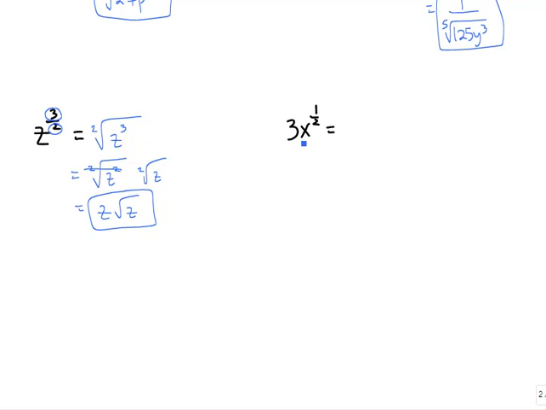For this last example, parentheses again are an issue here. We don't have any. So that means this 1/2 power only gets associated with the x. The 3 is just going to stay out front. So x to the 1/2, a 1/2 power becomes a square root. So this is going to be 3 square root of x. And that can't be reduced any further. So there's our final answer.